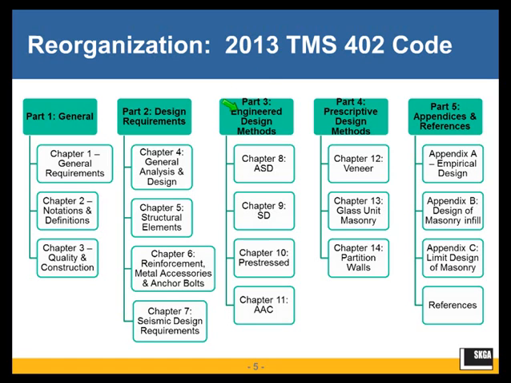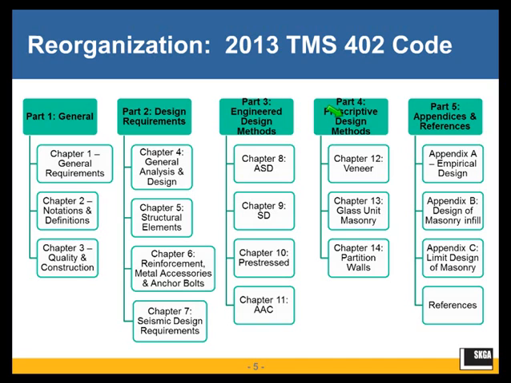Part 3 is our engineered design methods, so allowable stress design and strength design. This is where you'll probably actually spend most of your time in the code. Each of Chapter 8 and 9 has 3 parts. The first part, 8.1 and 9.1, is general requirements. 8.2 and 9.2 is unreinforced masonry design, and 8.3 and 9.3 is reinforced masonry design. Then there's pre-stressed masonry and autoclaved aerated concrete masonry, AAC.